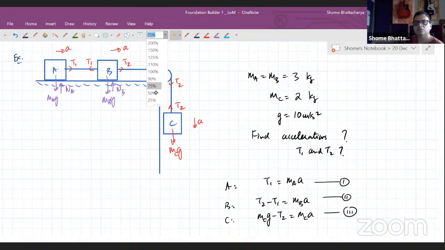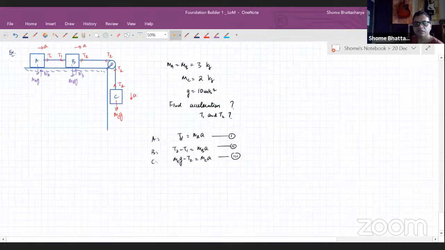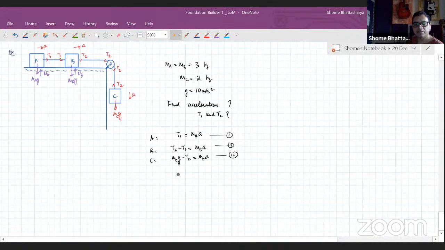If you add the first two equations, you'll get rid of T1 and you'll have T2, and add that to the third equation so you'll get rid of T2 also. So just add the three equations. T1, T1, T2, T2 cancel out and you are left with just the weight of block C on the left hand side. The right hand side becomes the sum of the masses. These types of simultaneous equations are pretty simple to solve.